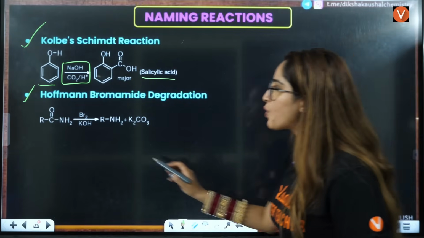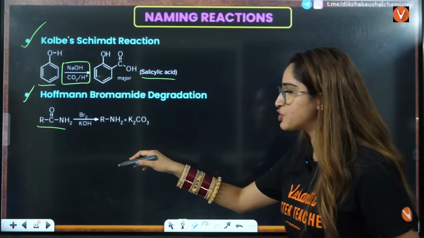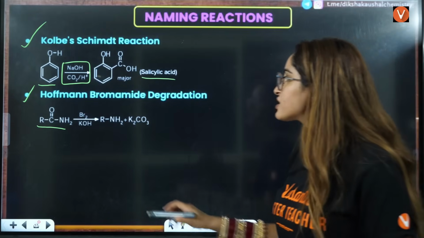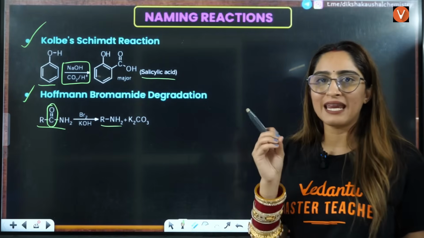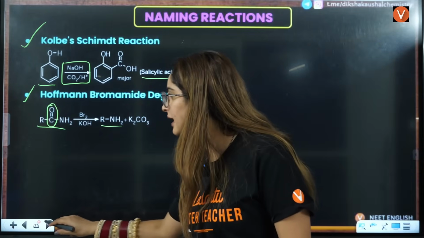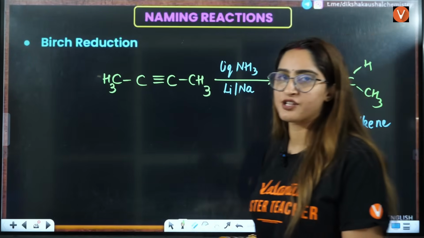Next is the Hofmann bromamide degradation reaction. In this case, you have an amide, that is RCONH2. You add Br2 and KOH. This CO will be removed and you will have the formation of RNH2 directly. That is why it is called a degradation reaction.